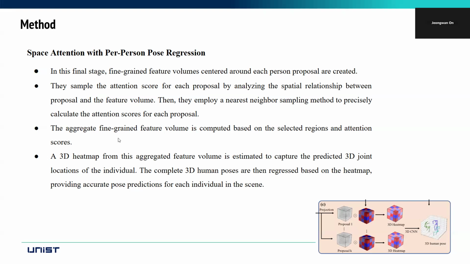So they aggregate the fine-grained features computed based on the selected region and the computed attention score. And a 3D heat map from this aggregated feature volume is estimated to capture the predicted 3D joint locations of the individual. And then the complete 3D human pose is readjusted based on the heat map.